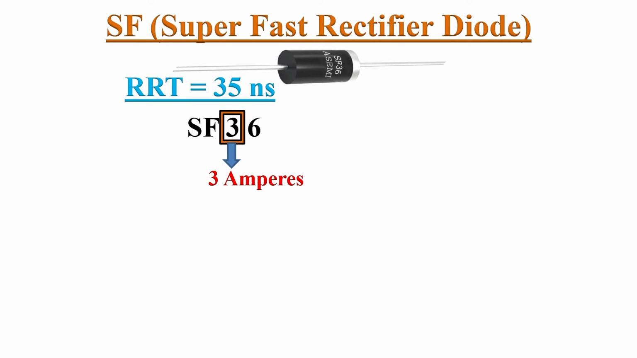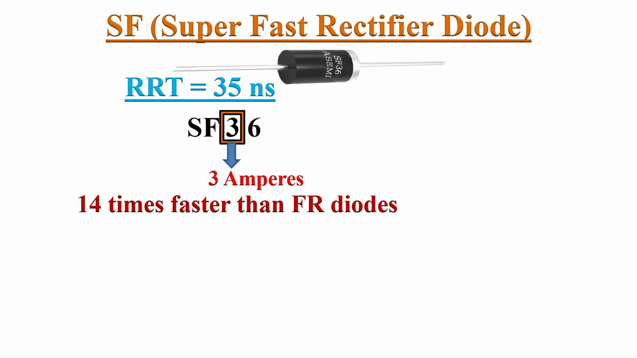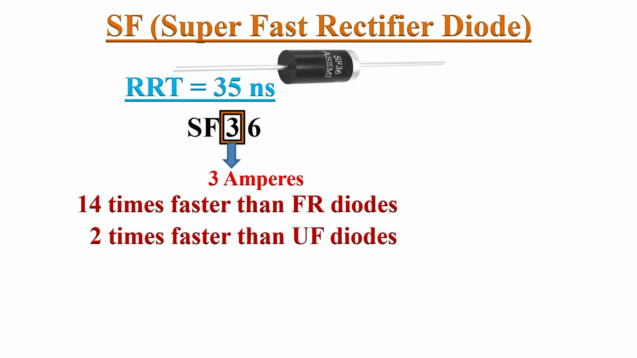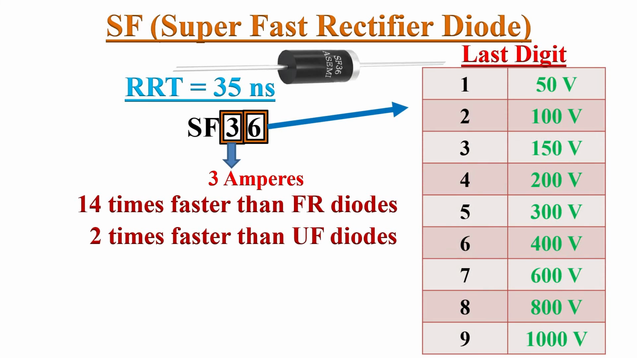Next type of diode is the super fast rectifier diode. SF diodes' reverse recovery time is 35 nanoseconds. SF diodes are 14 times faster than FR diodes and 2 times faster than UF diodes. The first digit is the current rating and the last digit indicates its voltage rating, which is listed in this table.